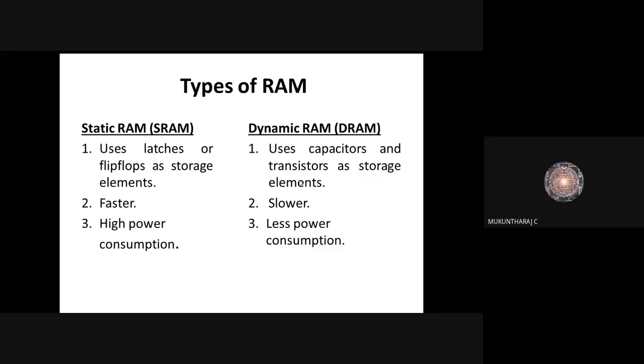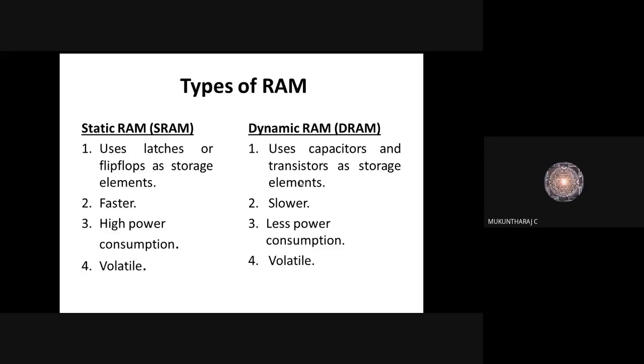But here, the third point represents the main difference, or advantage or disadvantage, of DRAM and SRAM. Because of this utilization of flip-flops or latches, SRAM consumes more power. Flip-flops or latches consume more power to perform read and write operations. Whereas dynamic memory takes less power. Here we are using capacitors and transistors, so using these two elements as storing elements, it takes a minimum amount of power consumption. It consumes less power.